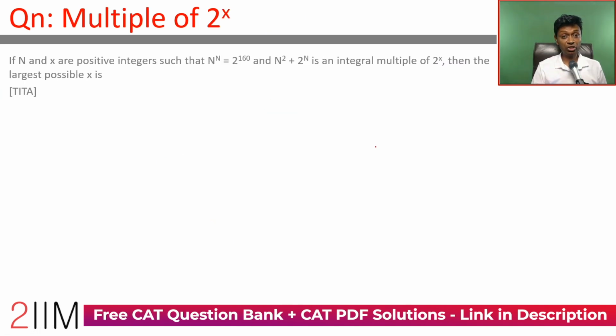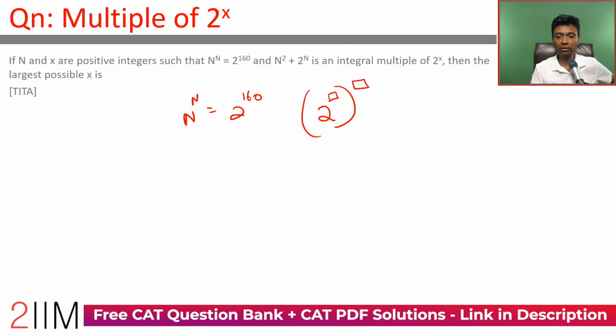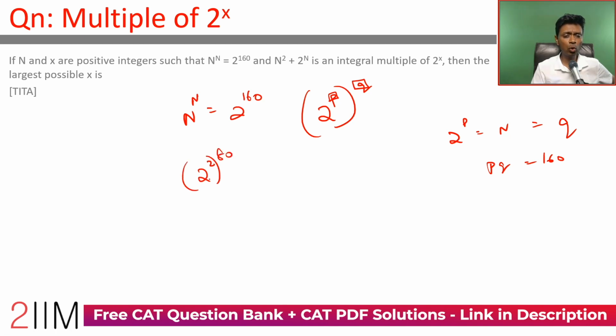If n and x are positive integers such that n power n is 2 power 160, n is a positive integer, 2 power 160. Key here, we've got to write this as 2 power a number, whole power a number, 2 power p whole power q. Right, so 2 power p equal to n, which should be equal to q. Fine, so that's the idea here. P into q is 160. We write this as 2 square whole power 80. This is 4 power 80.